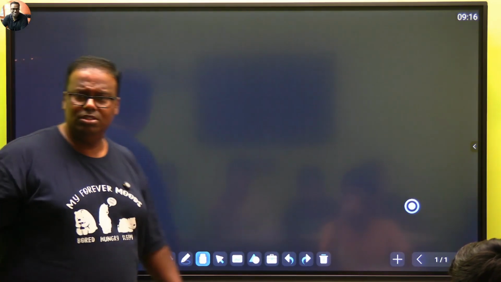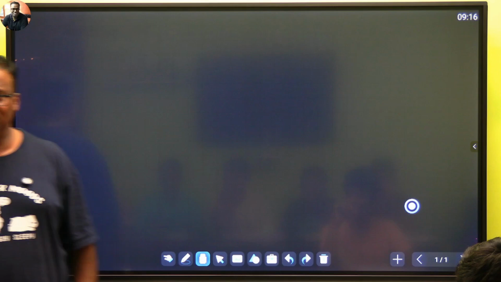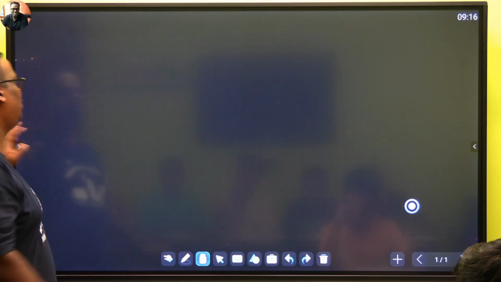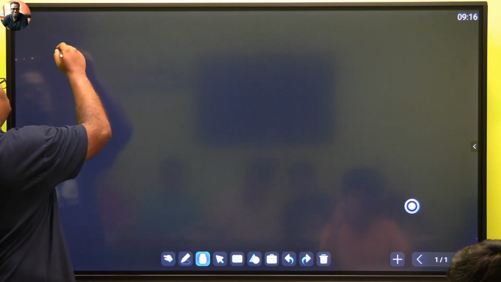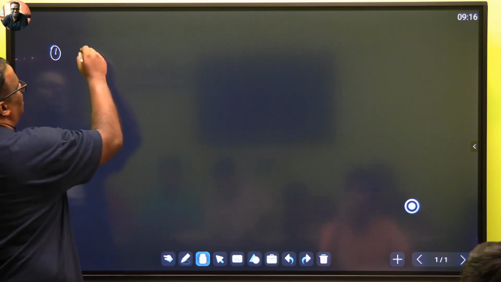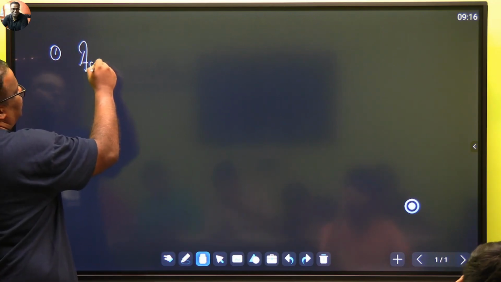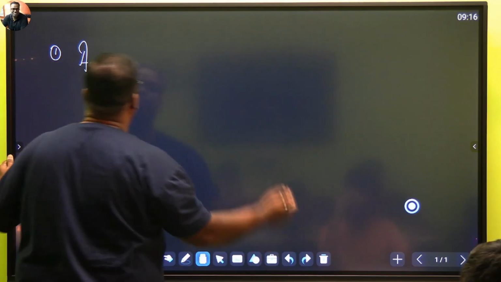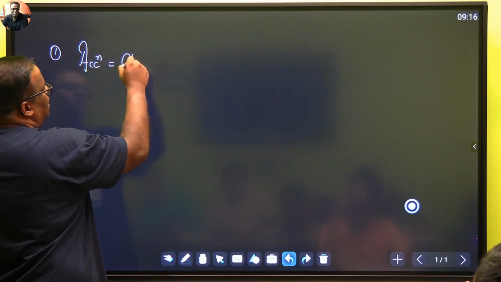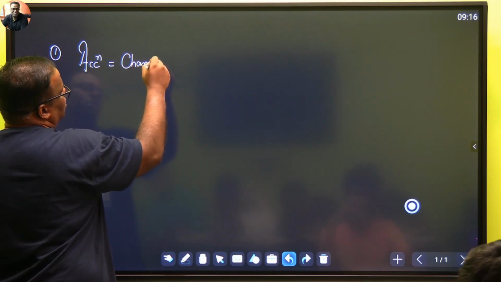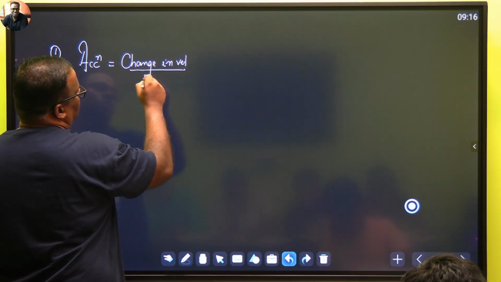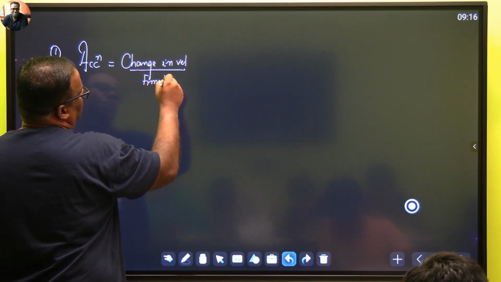So time now for our 3 equations of motion whose derivations definitely comes in your pre-board and all. So we'll see the derivations once again. The first equation of motion always starts with acceleration. The definition से. Okay, what is the definition of acceleration? देखो आप खुद याद कर सकते हो. Acceleration is equal to change in velocity over time taken. है ना बच्चा?